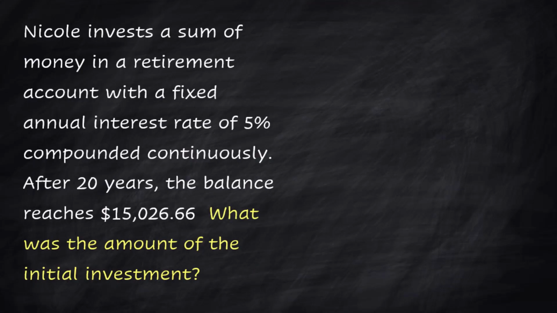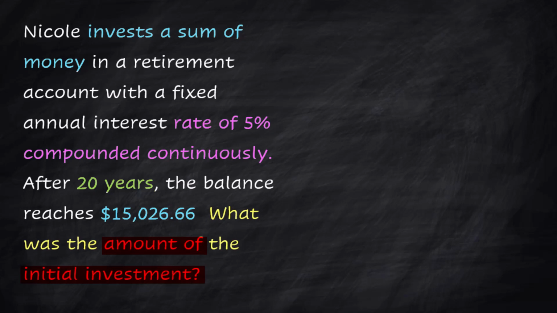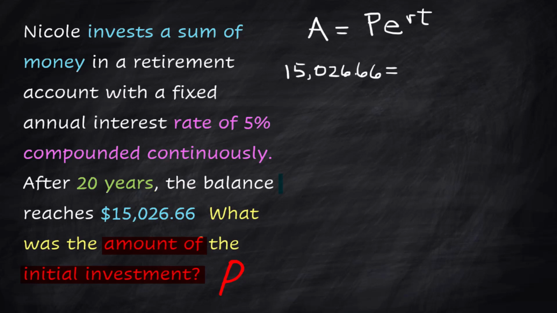In this problem, she's investing a sum of money in a retirement account with a fixed annual interest rate of 5% compounded continuously. After 20 years, the balance reaches $15,026.66. And the question is, what was the amount of the initial investment? And this time the variable is P. That's the thing we don't know, is the principal. So $15,026.66 equals P times e raised to the rate, which is 0.05, and the time is 20 years.